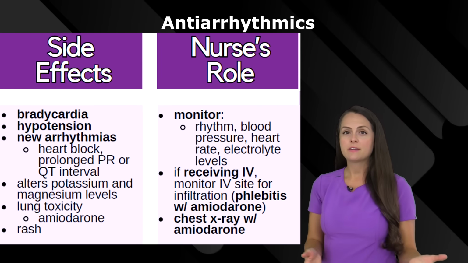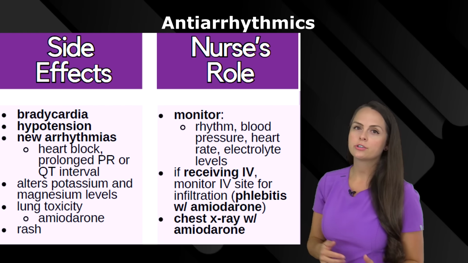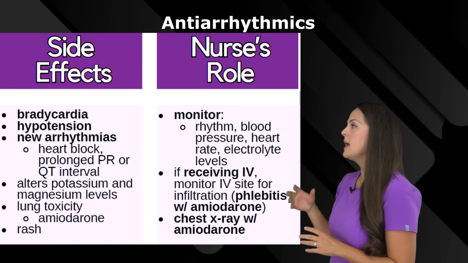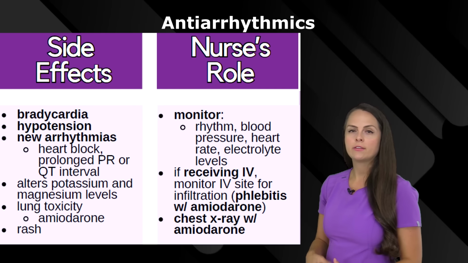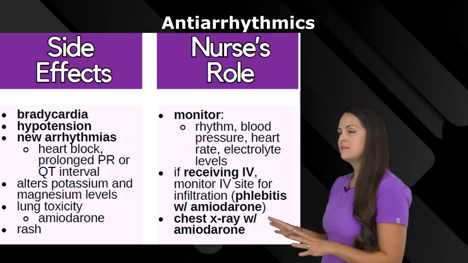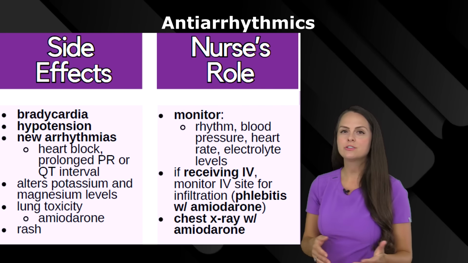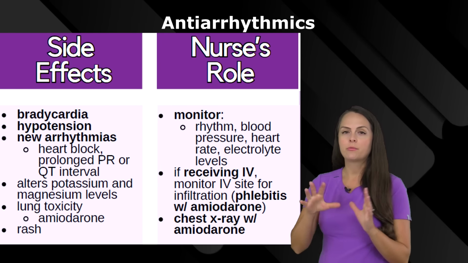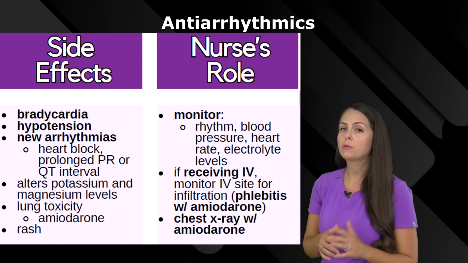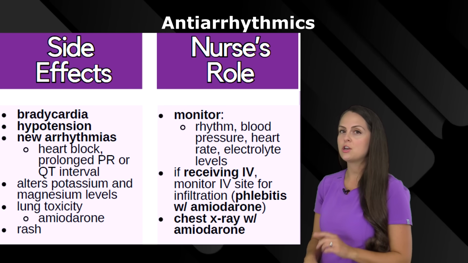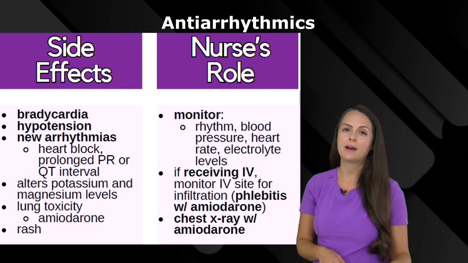Therefore, because of those side effects, the nurse's role includes monitoring the rhythm, making sure they're not entering into those rhythms that we were talking about, assessing the blood pressure, the heart rate, looking at those electrolyte levels, and then with IV, let's say your patient's getting this IV route, making sure they're not getting phlebitis. Now, some protocols, depending on where you work, like with amiodarone, they may require that it's just given through a central line. But if you do have to give it IV, know that there is a high risk of phlebitis.